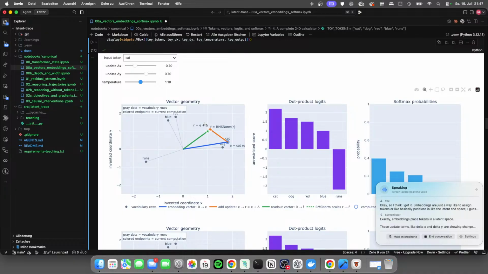So the big idea is you start with an embedding for a token, then the model applies operations that nudge that vector around. Seeing how it moves helps you build intuition for what each step does. Do you want to focus next on how logits and softmax relate to those shifts?